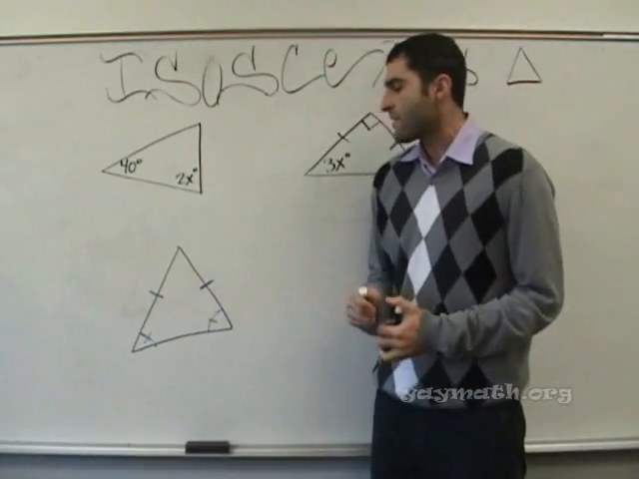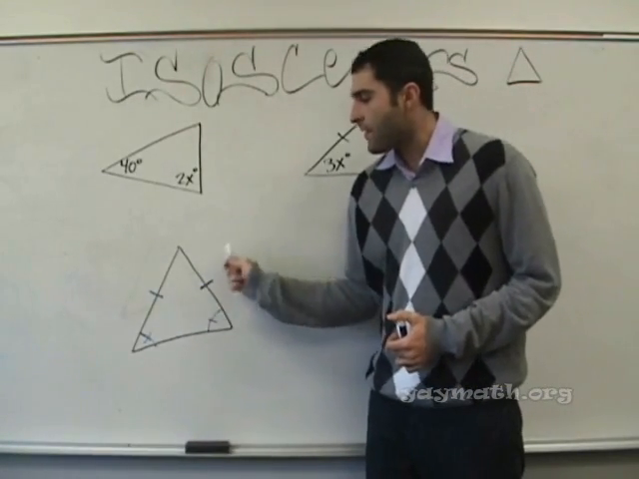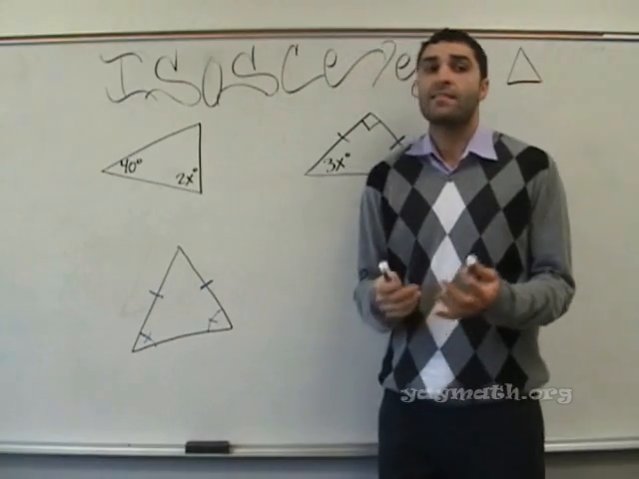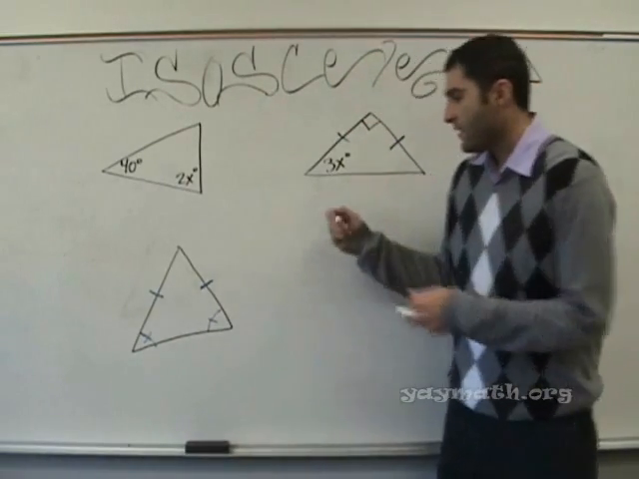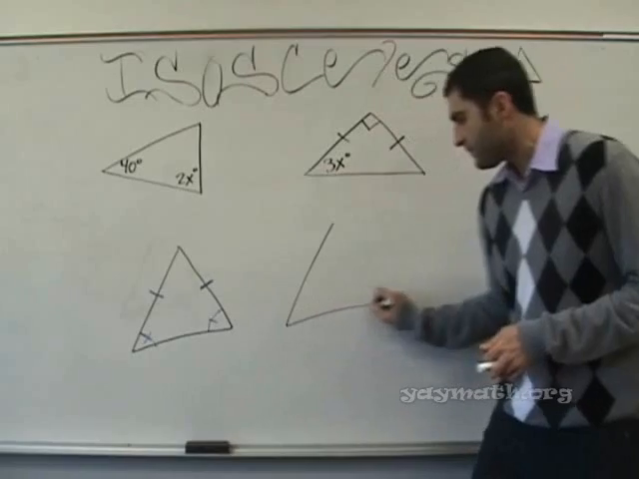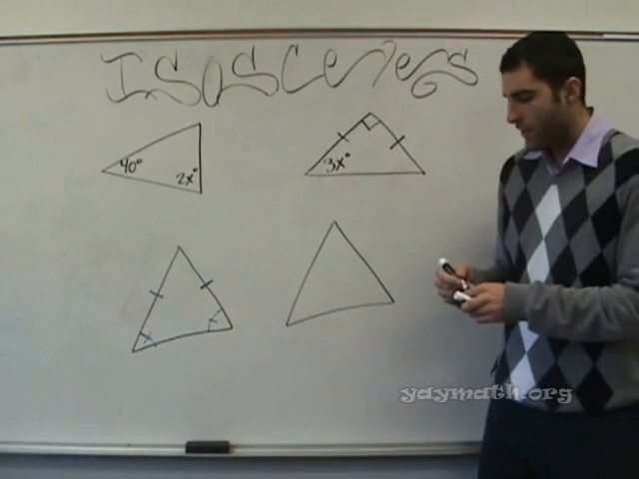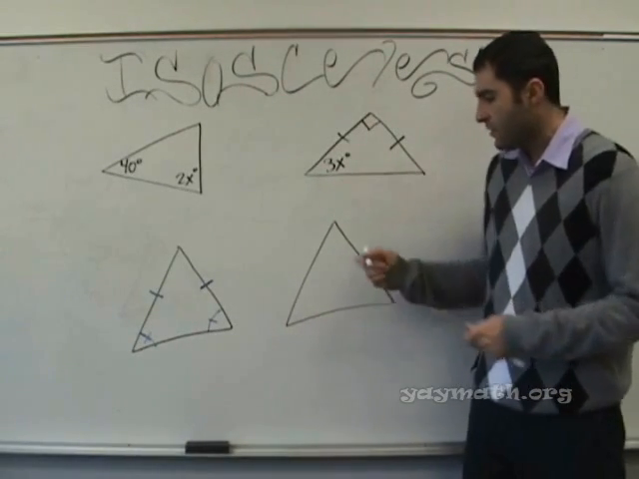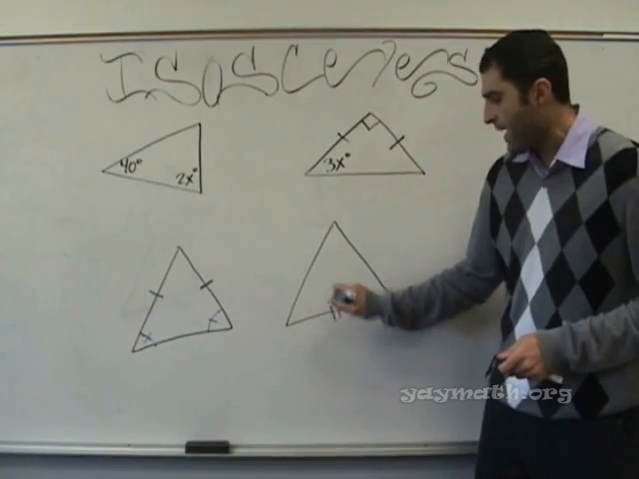Okay, so that's what it means. If two sides are the same, then their opposite angles are the same. That's the whole point. All right? Let's give you another triangle like this. Please mark the two equal angles.